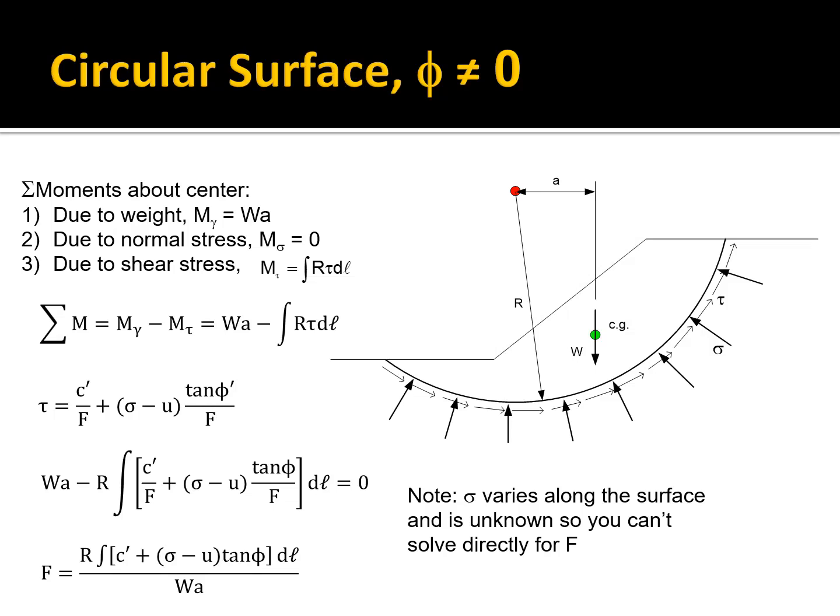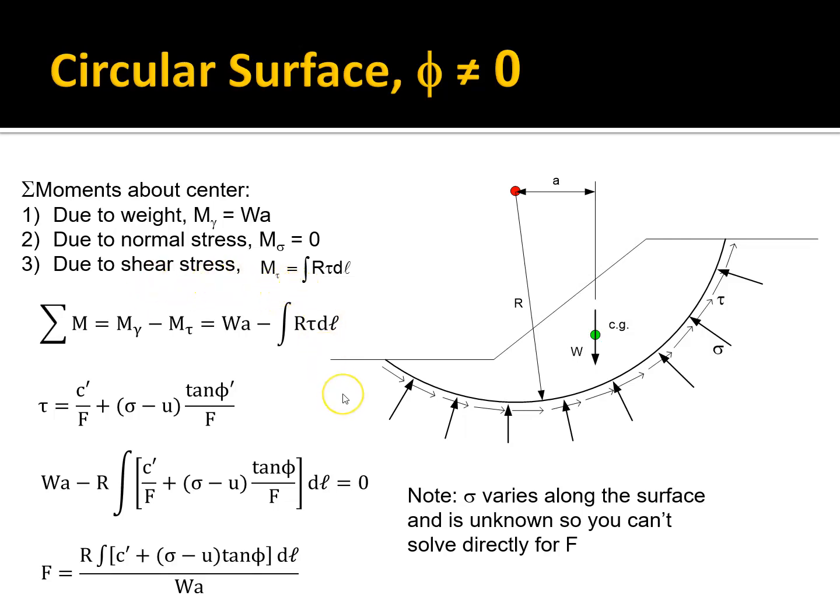Now, if you have the circular surface and the friction angle is not equal to 0, then it gets more complicated. We still have the weight of the mass, which we're going to call W. So we have the moment due to the weight, M gamma, which is the weight W times the moment arm A. The moment due to the normal stress is 0 because, as I mentioned before, all these normal stresses go through the center of the circle. And then we have a moment due to the shear stress.